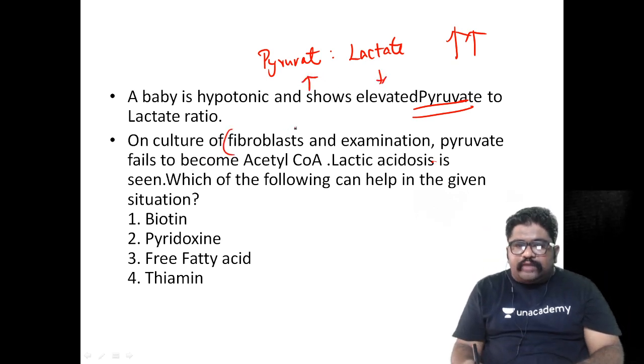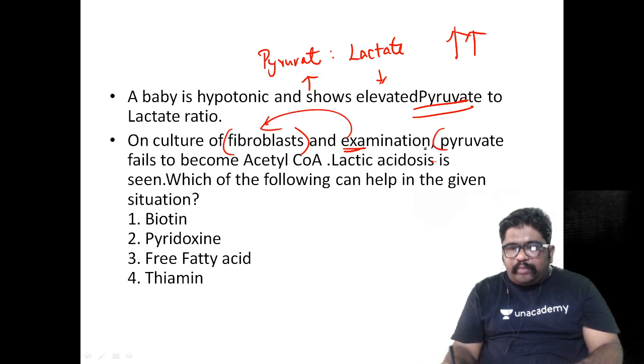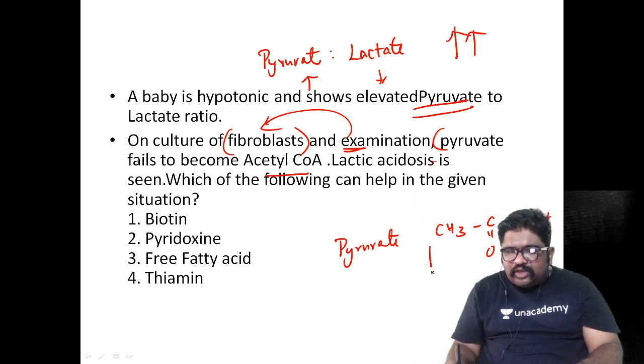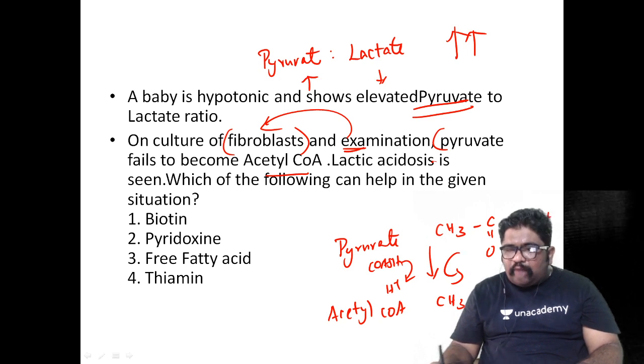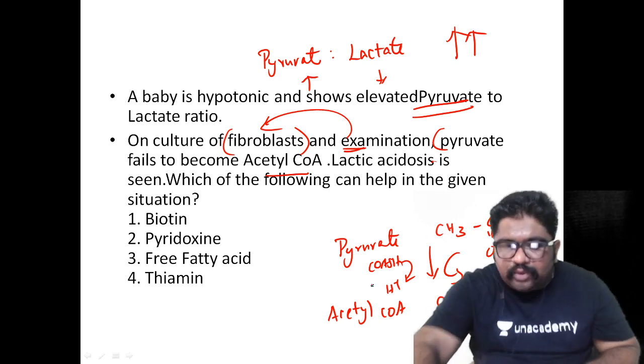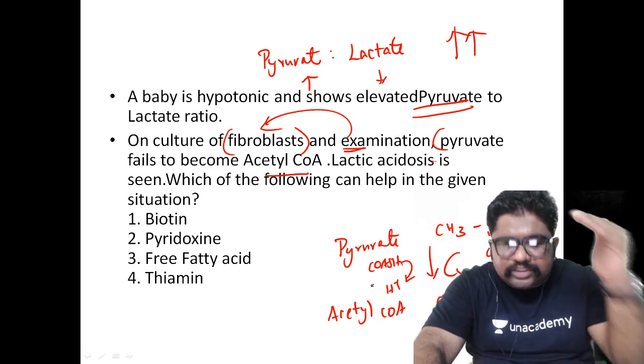Now, on culture of fibroblasts and examining the cultured cells, pyruvate fails to become acetyl-CoA. It means what? I start with pyruvate. Pyruvate is CH3, C double bond O, COOH. This pyruvate is supposed to become acetyl-CoA. What is acetyl-CoA? It is CH3, C double bond O, S-CoA. It means I have to throw in a CoA-SH. I'll be getting only hydrogen back, but I'll also be throwing in a lot of cofactors, and the enzyme complex is the PDH enzyme complex. Mark my words, in this particular question, pyruvate is becoming acetyl-CoA, right?